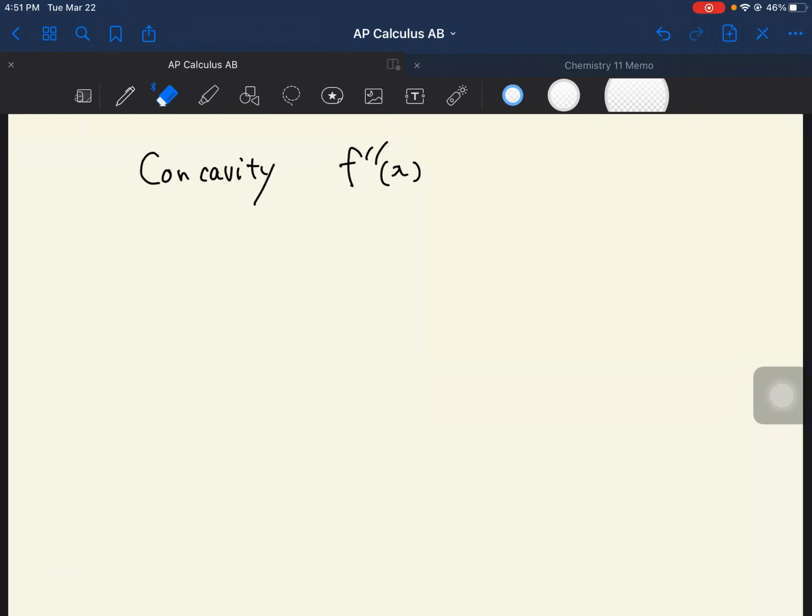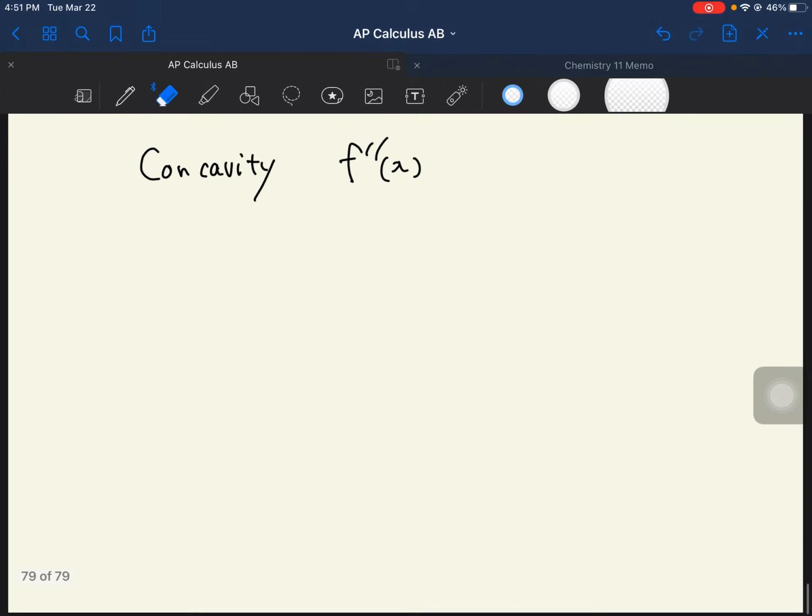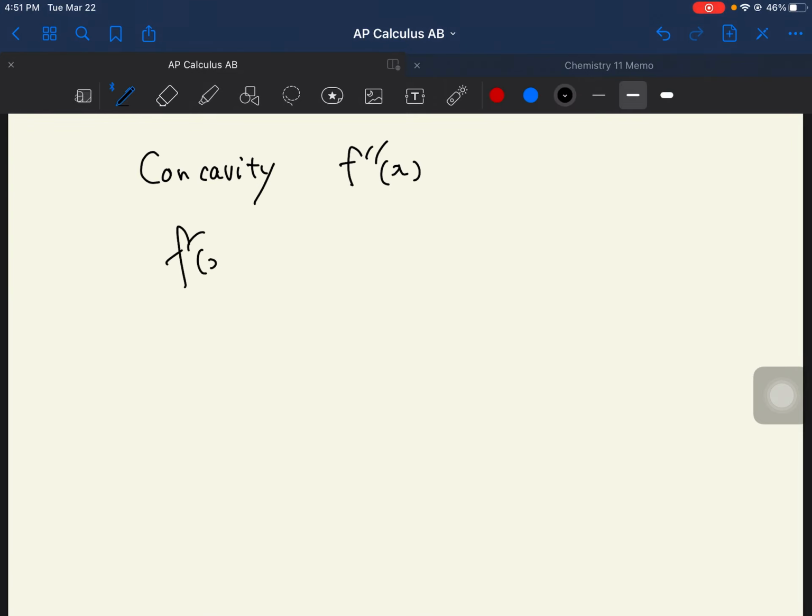Today I'm here to explain the meaning of the first derivative, the second derivative, and also concavity. Let me start with f prime of x, I mean the first derivative. I'm talking about the shape of the graph today. You know the meaning of f prime of x.